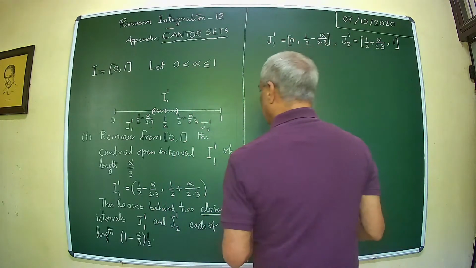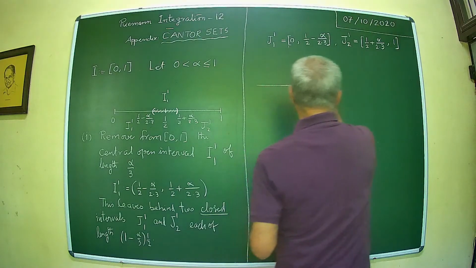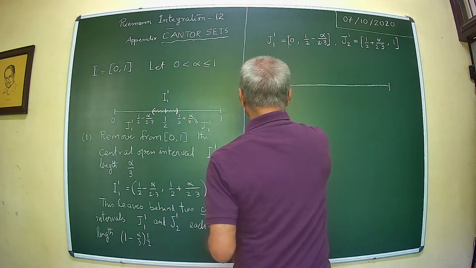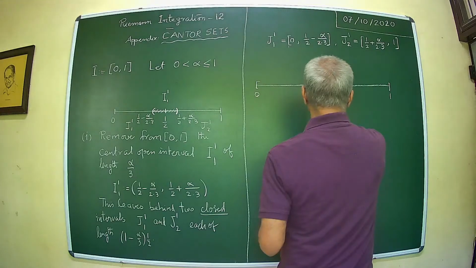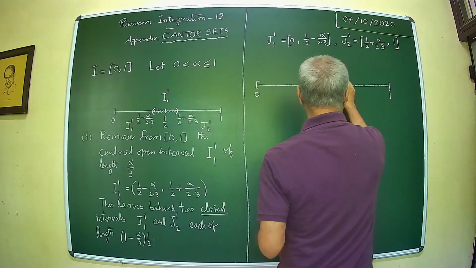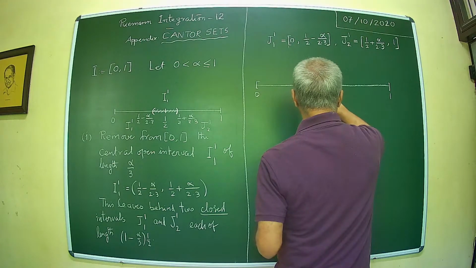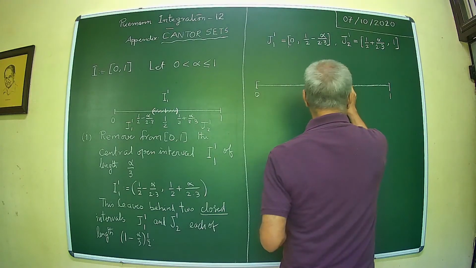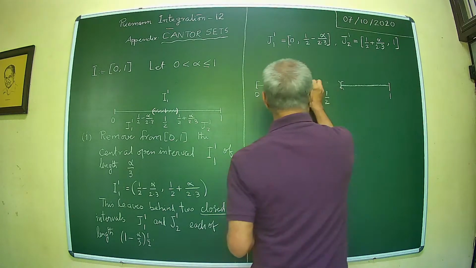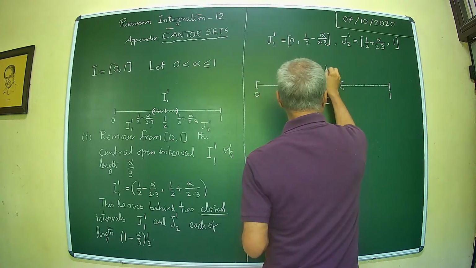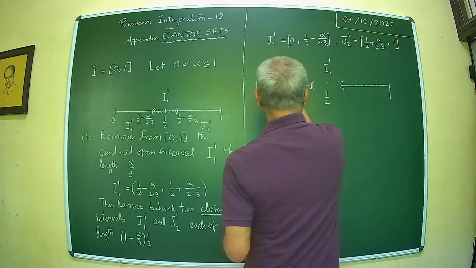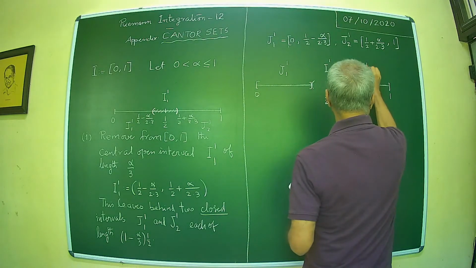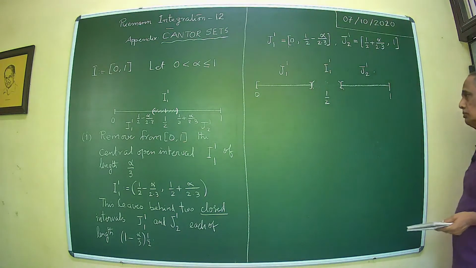Okay. So what do we have? We have now 0, 1. This is half. Middle 1/3 has been removed. And then you are left with 2. So this is I11, this is J11 and J12. These are the intervals.